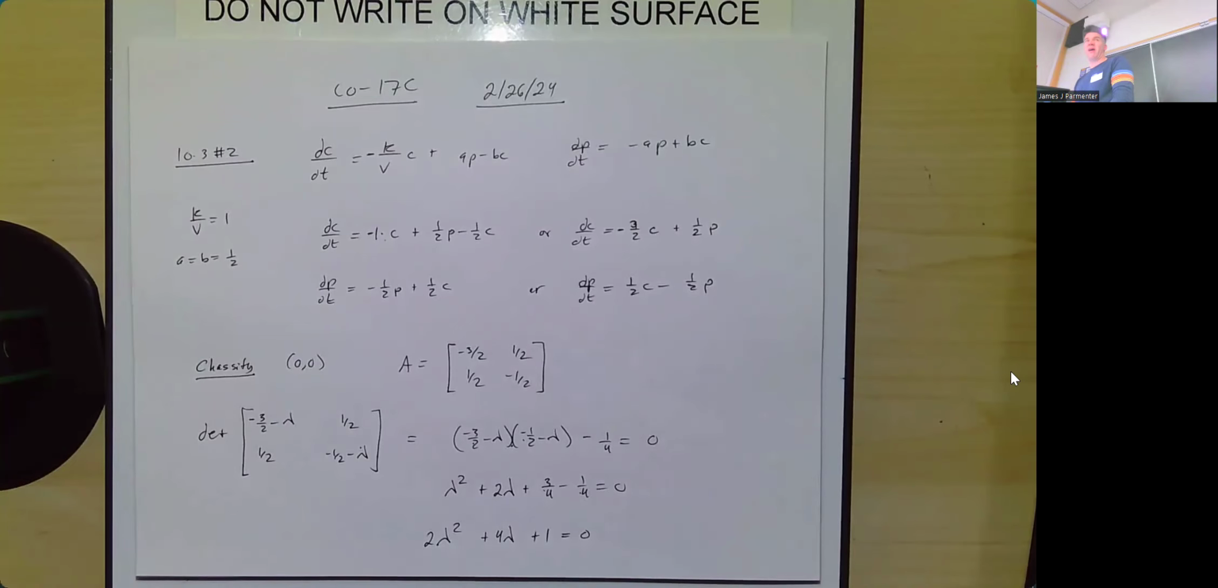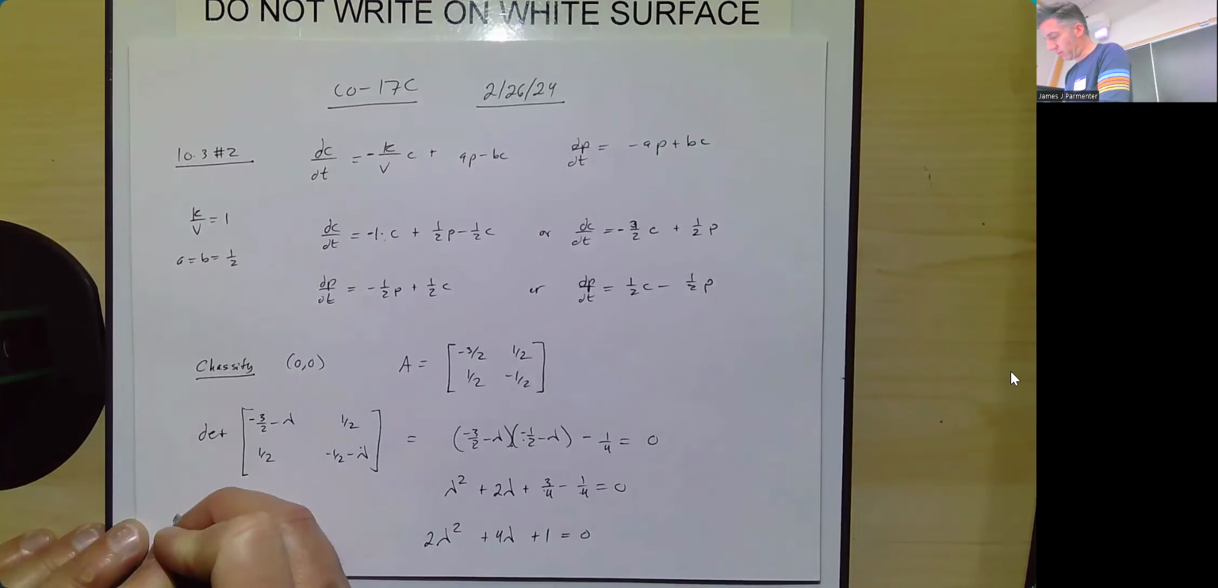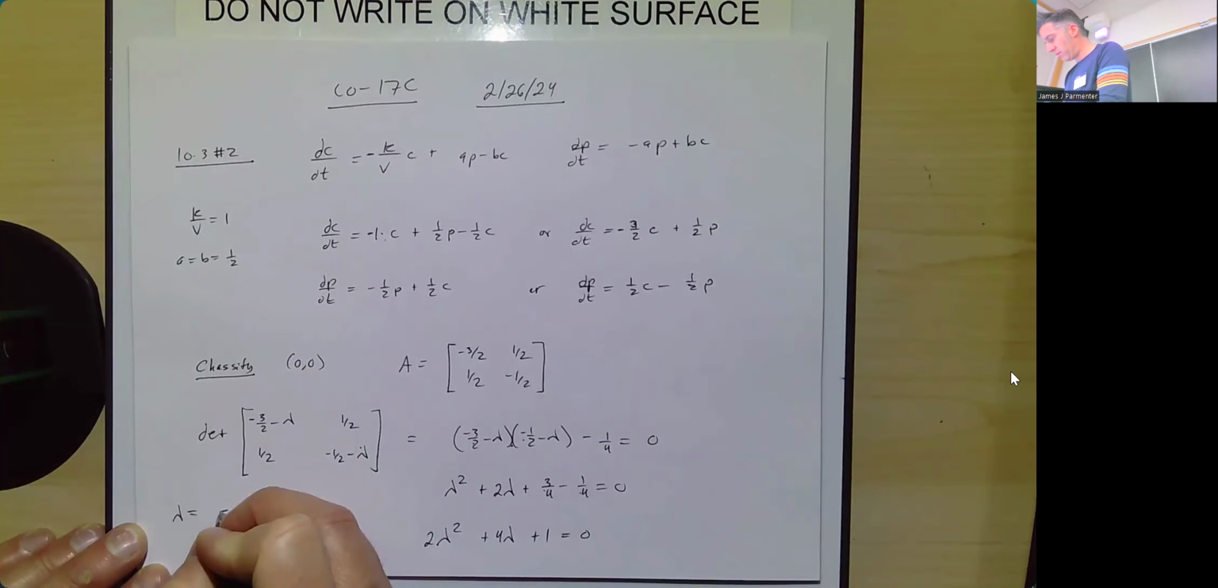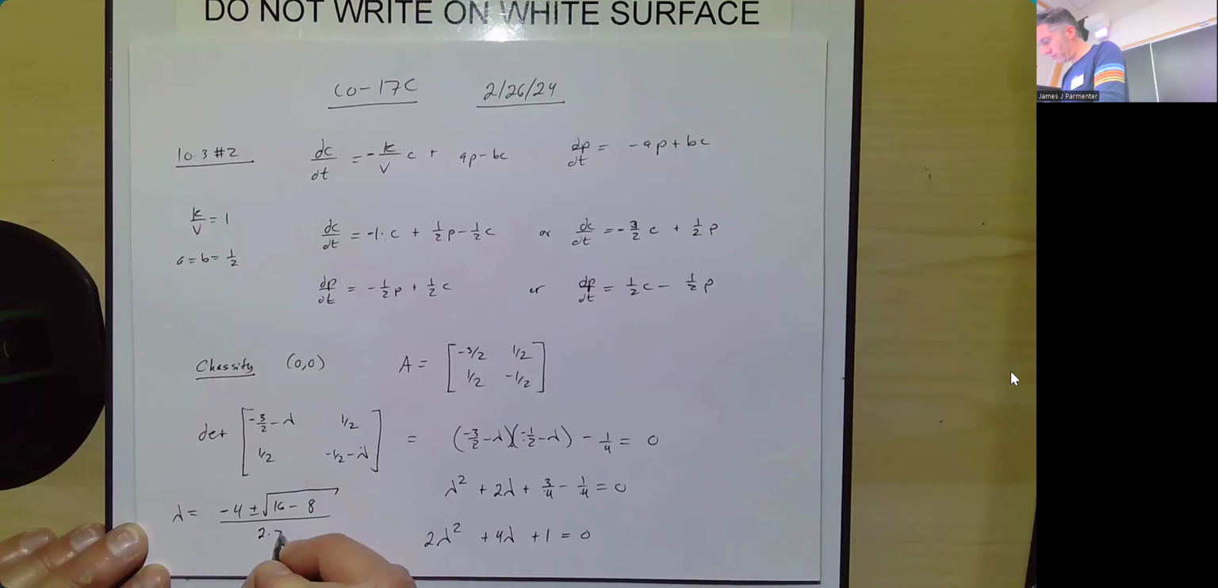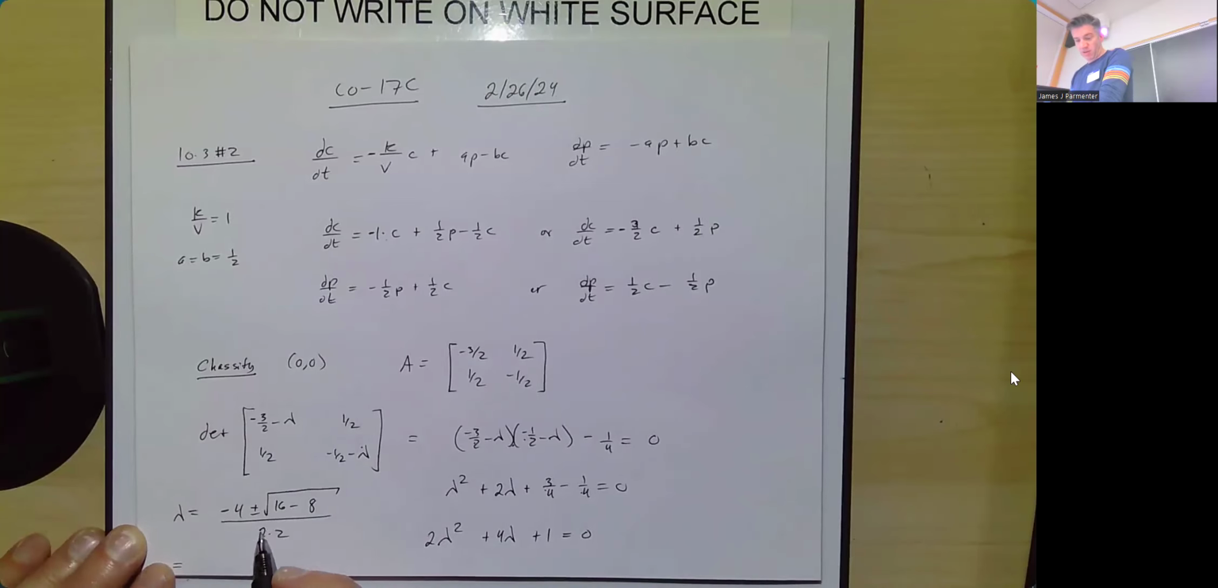I don't think this is going to factor. So let's just go ahead and find the eigenvalues the good old-fashioned way using the quadratic formula. So it's going to be negative b plus or minus the square root of 4 squared minus 4 times 2 times 1 all over 2 times 2. So we're going to get negative 4 plus or minus the square root of 8.